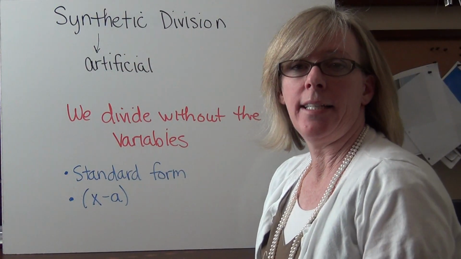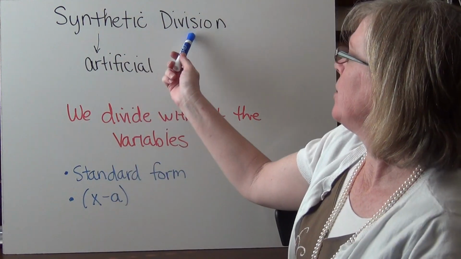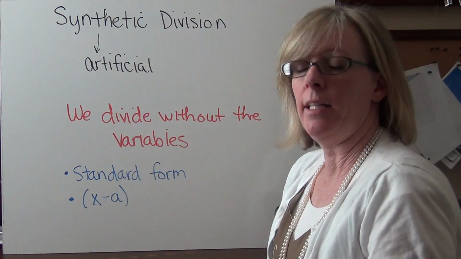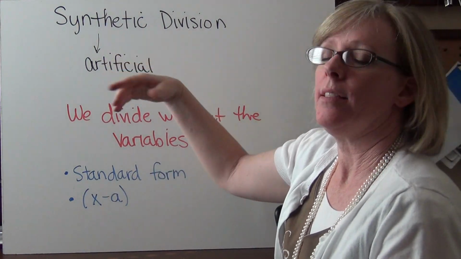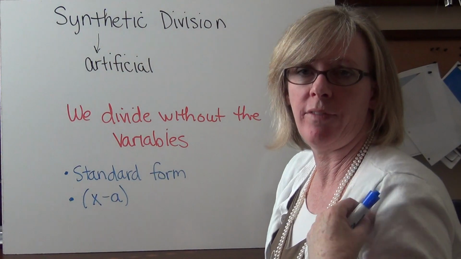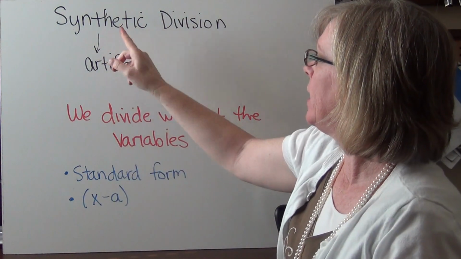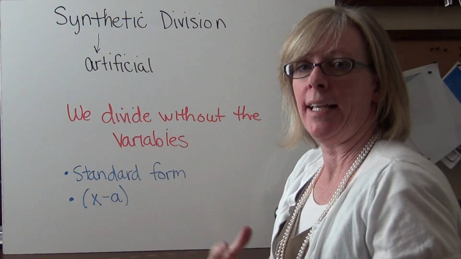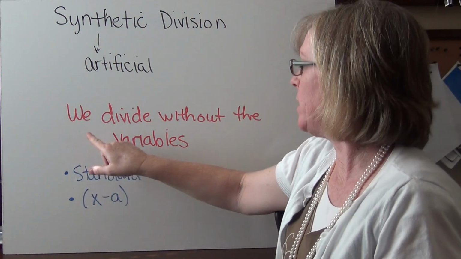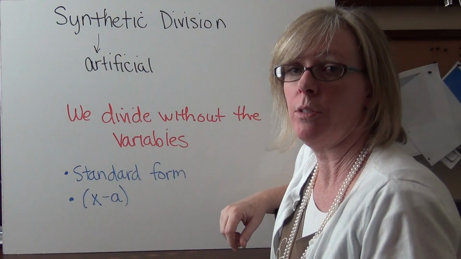This video is synthetic division. We've already talked about division once, the traditional kind, like we did back in elementary school. Synthetic is another word for artificial. A synthetic fabric is an artificial fabric and not cotton. So it's an artificial way of taking the traditional division and working it. The thing that makes it artificial is we divide without the variables.